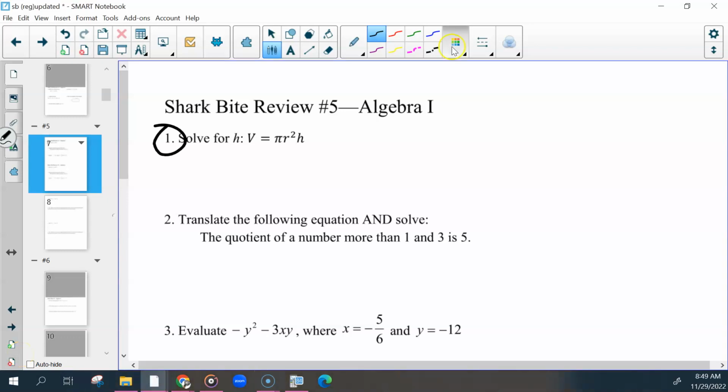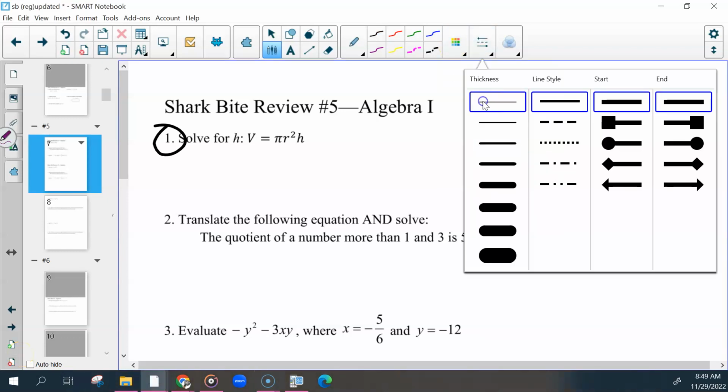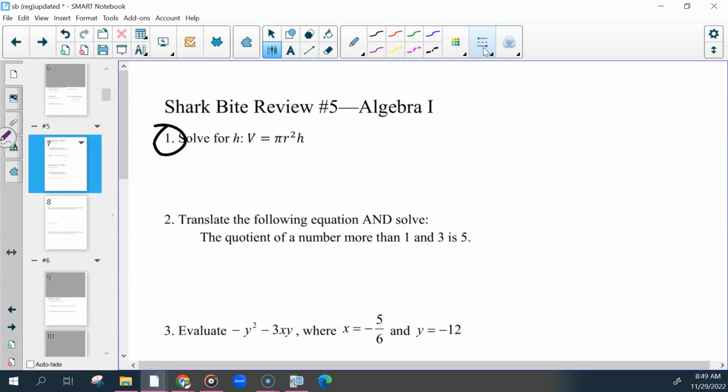For number 1, this goes back to our very first unit when we were solving literal equations. We're trying to solve this for h. We need to get rid of pi r squared. Everything is being multiplied, so we can divide both sides by pi r squared. And that would be your answer. Other questions on this?